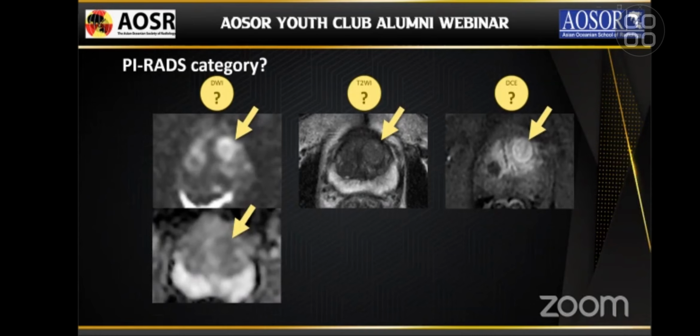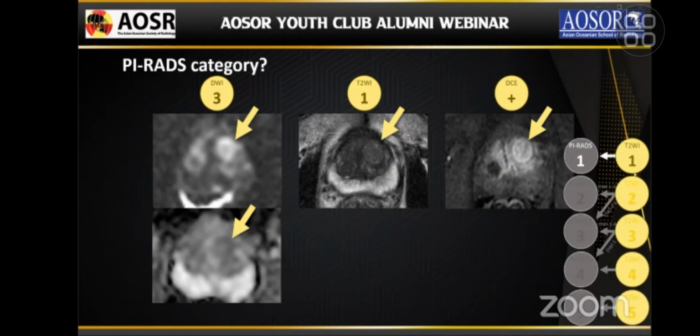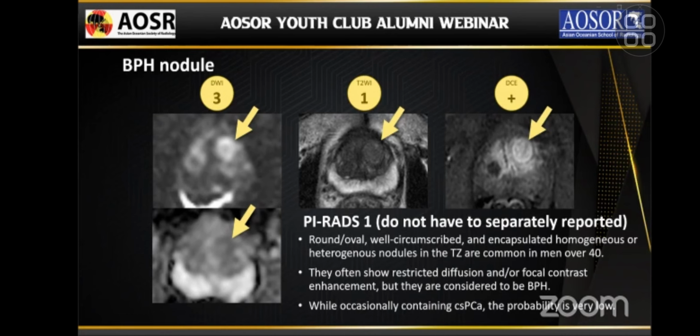How about this case? We can see a round, completely encapsulated nodule with mild diffusion restriction and early contrast enhancement. Based on the T2 score 1, the overall PI-RADS category is 1. This is typical BPH. BPH nodules often show restricted diffusion and focal contrast enhancement. Therefore, careful assessment of shape, encapsulation, and signal intensity on T2WI are required.